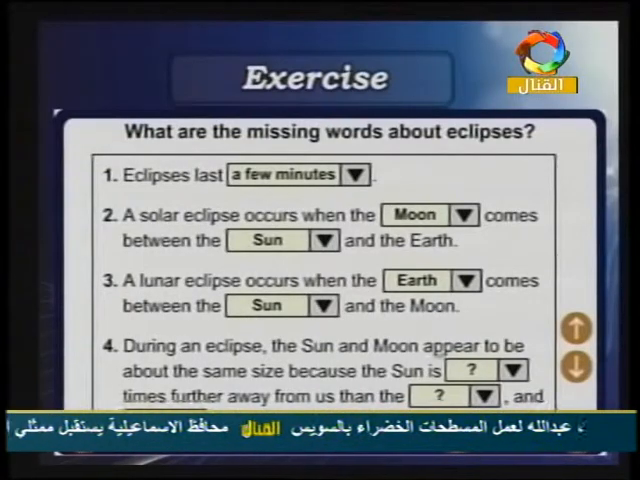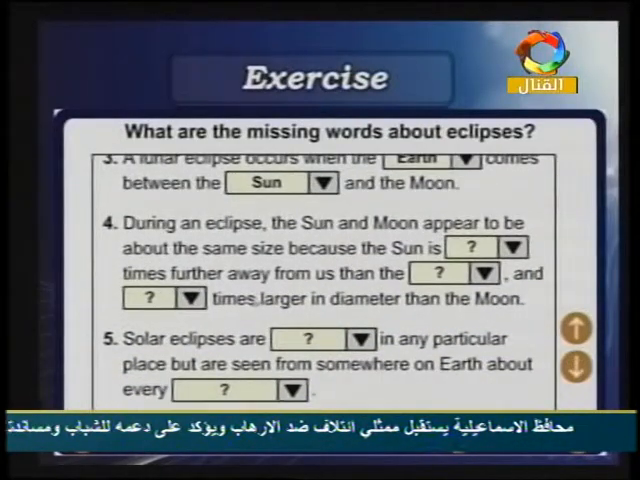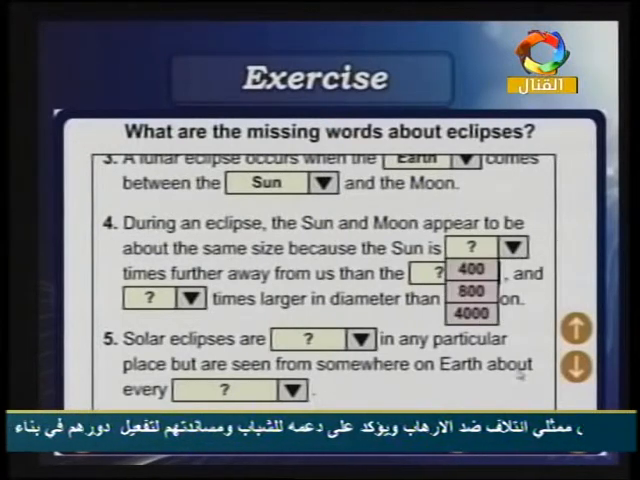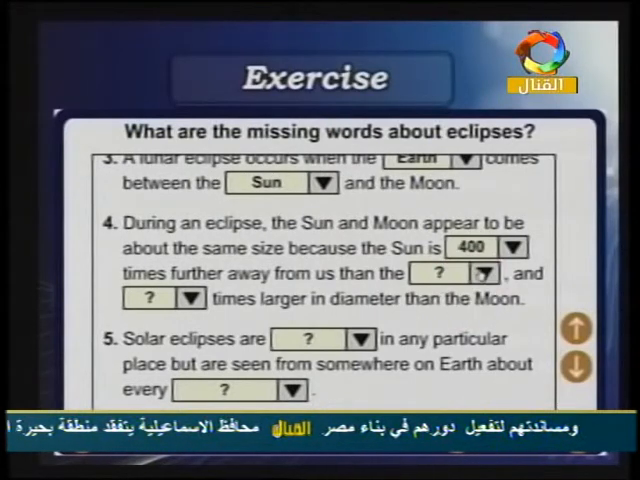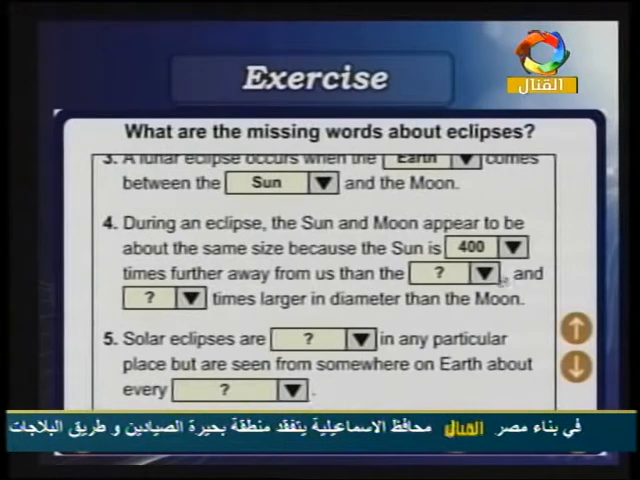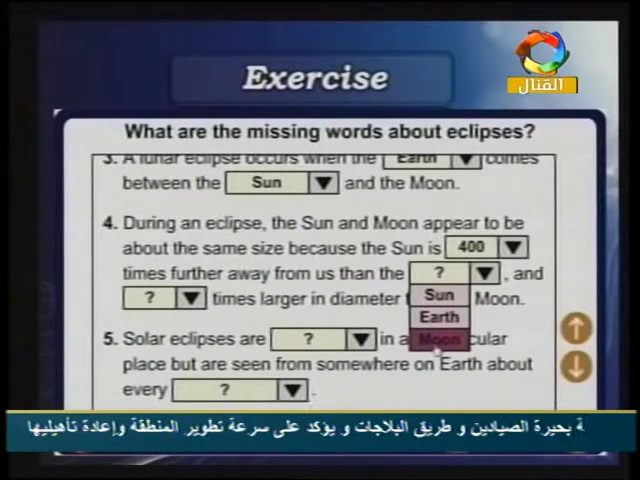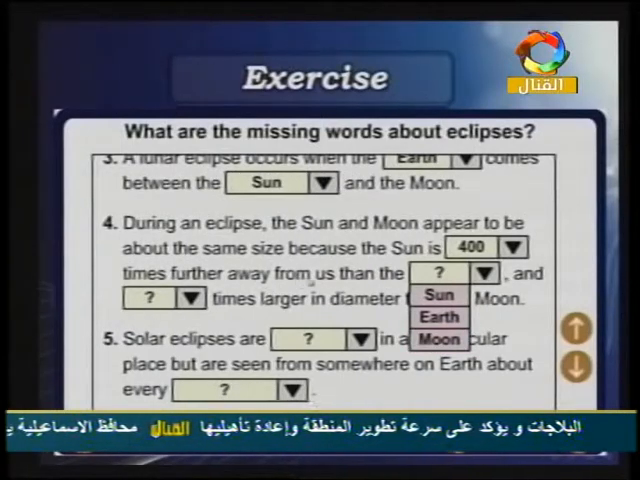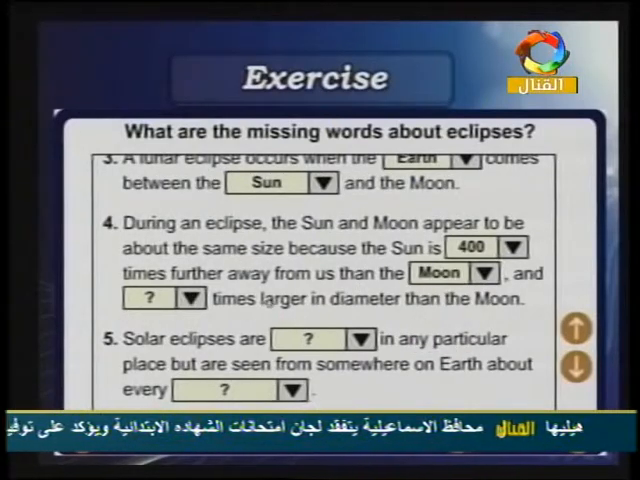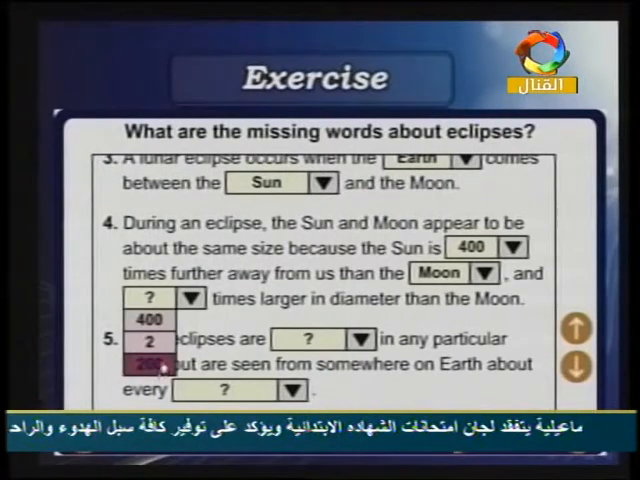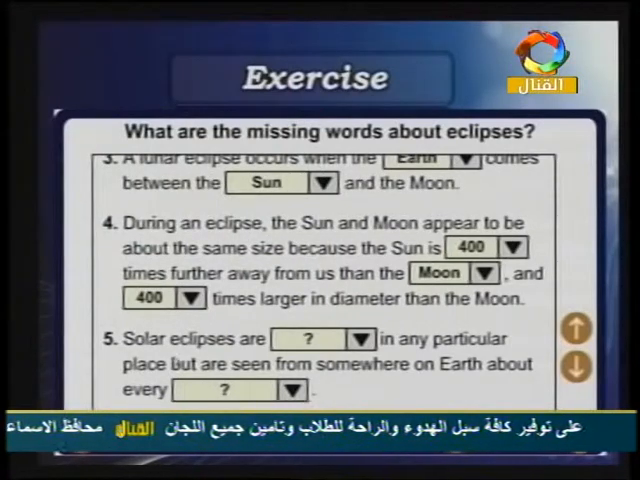Number 4, during an eclipse, the sun and moon appear to be about the same size, because the sun is 400 times farther away from us than the moon, and also about 400 times larger than the diameter of the moon. So here, this is about the solar eclipse, the lunar eclipse and the moon.